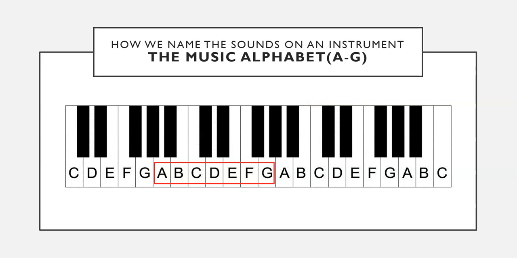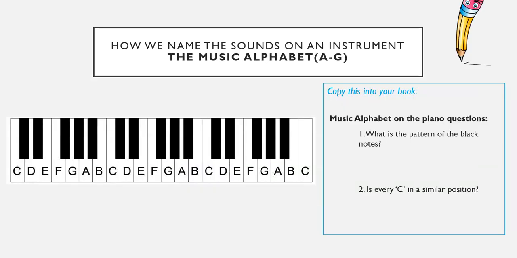Well, we use letters, and we use just the first 7 letters of the alphabet: A, B, C, D, E, F, and G. At the end of those 7 letters, we just start the alphabet again. We go A, B, C, D, E, F, G, and then we start back at A and go up to G, and start again. It's nice and simple that way. The music alphabet is just A to G.